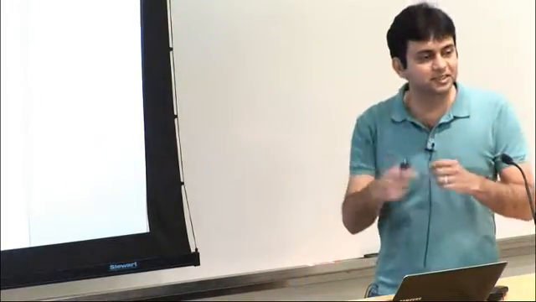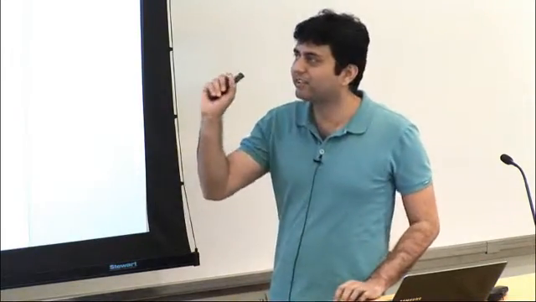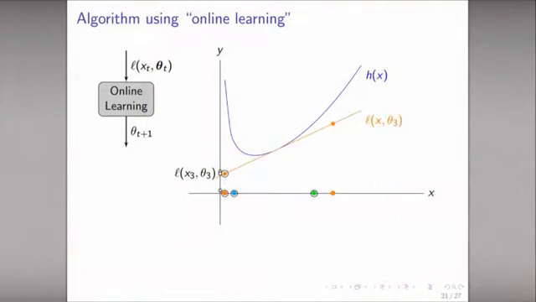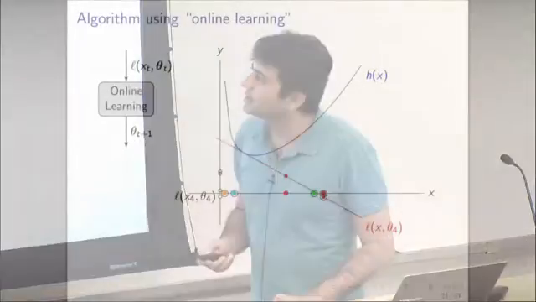Okay, the algorithm is clear. There's some black box that keeps updating the theta, and that uses online learning. What I've not told you is how to define the reward. So that's the algorithm. Every time I just repeat this, that's how I pick the points.